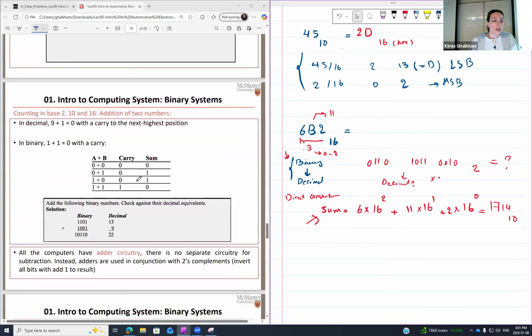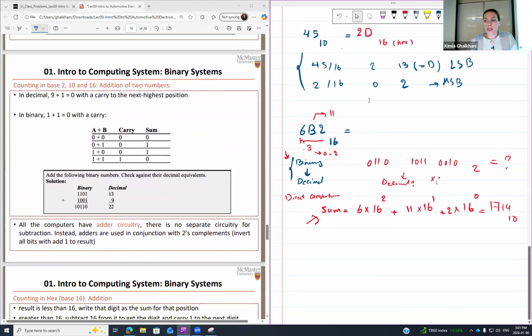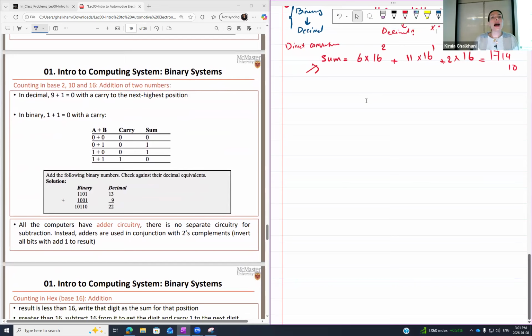So, now a little bit more advanced. How do we add up maybe binary numbers together or two hex numbers together? Let's do that quickly.